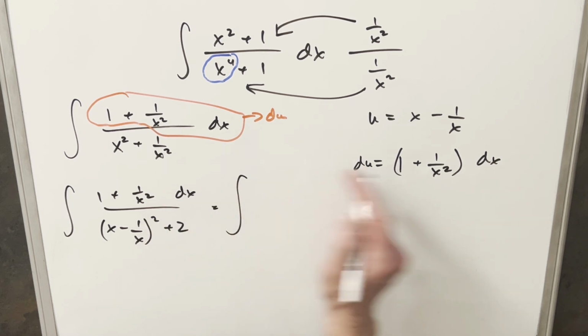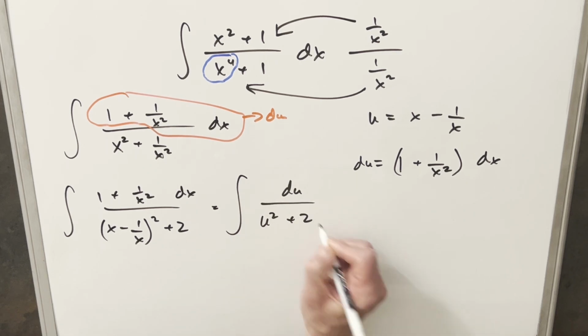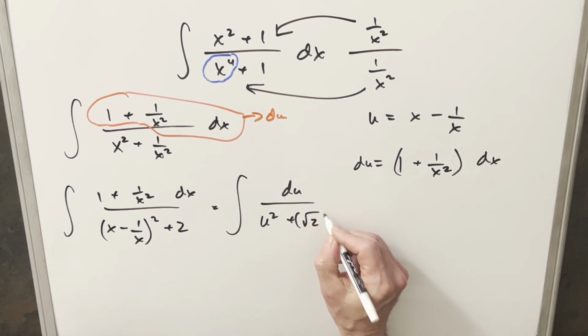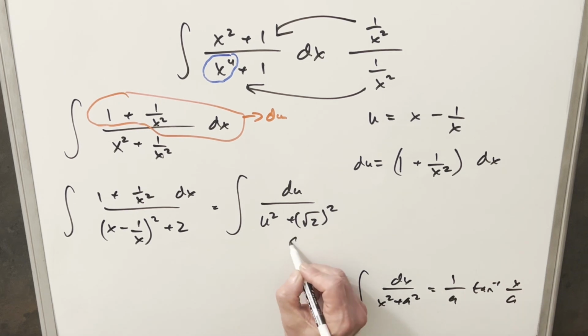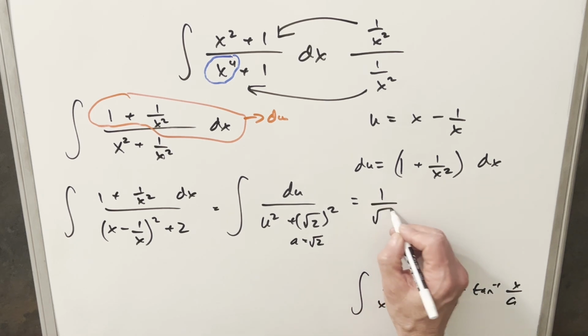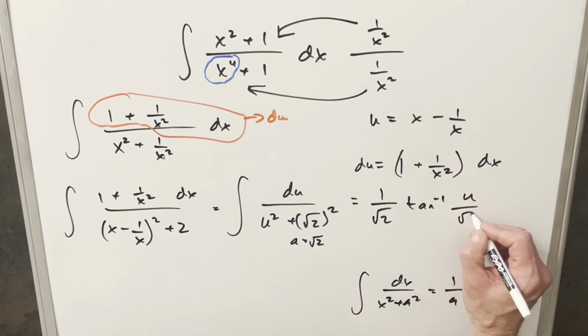So again, the whole numerator is going to be just du, and this is going to become u squared plus 2. But what I can do with this 2, we'll just rewrite this as square root of 2 all squared. And now this is perfectly set up for our arctan formula. If we have an integral like dx over x squared plus a squared, this is just going to be 1 over a arctan of x over a. So using this formula, where our a value is square root of 2, we're going to end up with 1 over our a value, square root of 2, and this is going to be arctan of u over square root of 2.